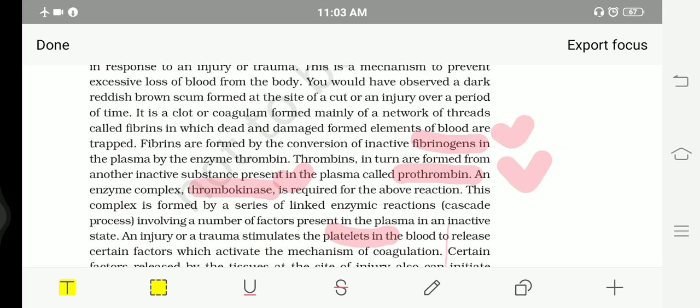Blood, its components: blood plasma, a circulating fluid. Second, blood cells like erythrocytes and leukocytes, nothing but the RBC and WBC. Third one, the blood platelets.